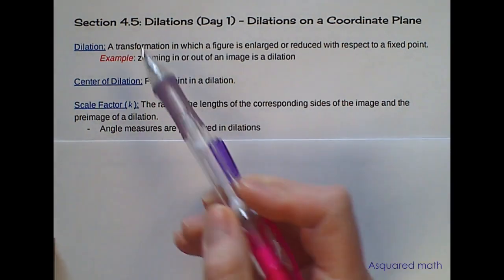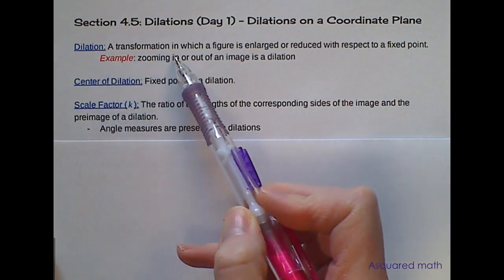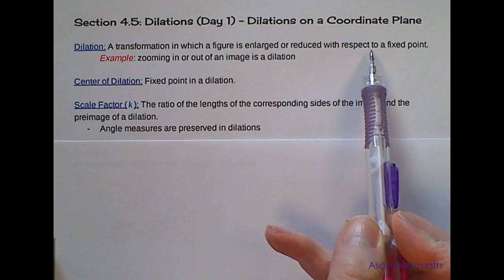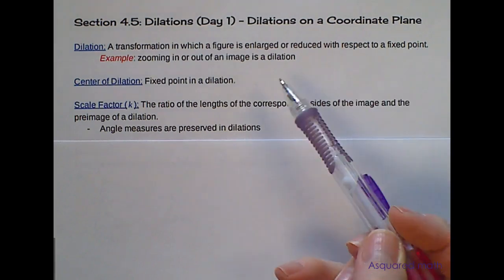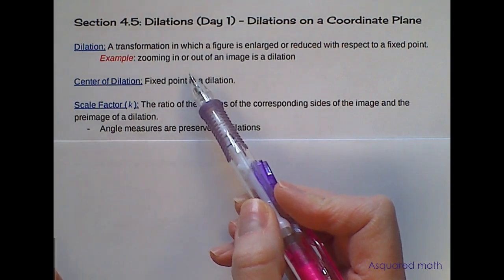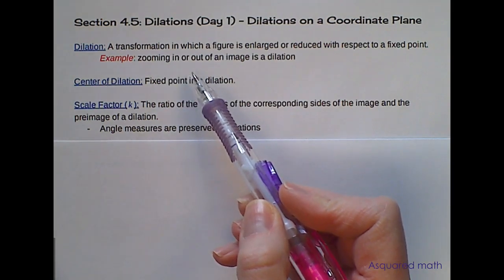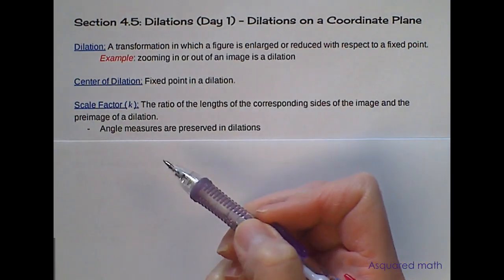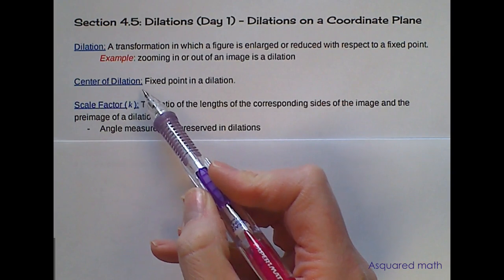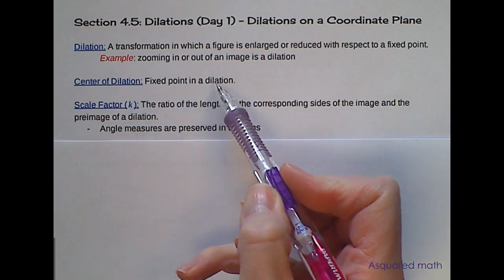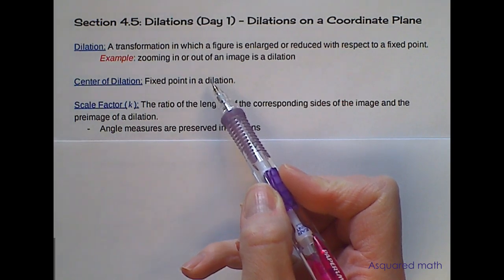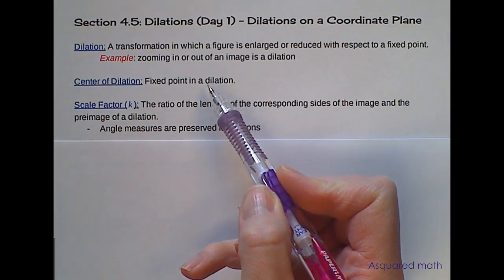And as you can see from this definition, it is a transformation in which a figure is enlarged or reduced with respect to a fixed point. So essentially, I have this example here, we're zooming in or out of a picture. That's the idea of a dilation. Then there's two things you need to understand with dilations, and that is the center of dilation, which is a fixed point in a dilation, and that's the point we're going to actually dilate about. And I'll show you what I mean by that in just a minute.